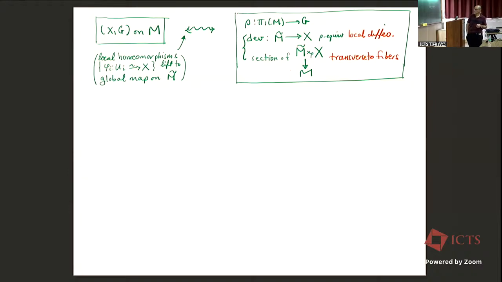You can also think of this developing map, a rho-equivariant map on the universal cover, in another way. The universal cover is a flat pi1 bundle over the surface. So if you change the fiber of that flat pi1 bundle to be X, then the developing map becomes a section of this flat bundle with fiber X, and the local diffeomorphism condition becomes a transversality condition on the fiber.